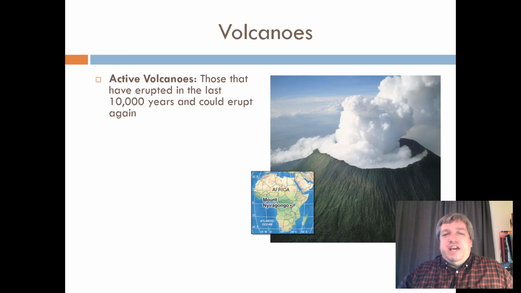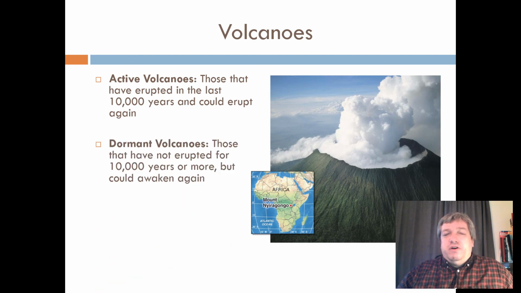There's three classifications. First one is active, and these are volcanoes that are erupting or have erupted in the last 10,000 years and could erupt again. If a volcano hasn't erupted in 9,000 years, that may seem like an eternity to humans. But in geologic time, remember the Earth is 4.5 billion years old. That's nothing. As long as that's considered fresh, if you will.